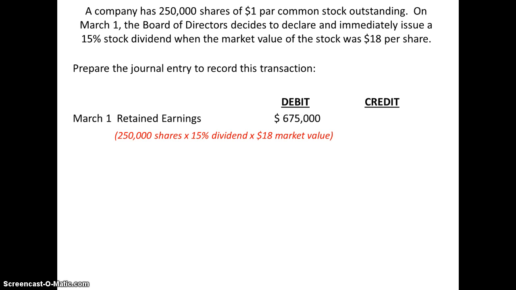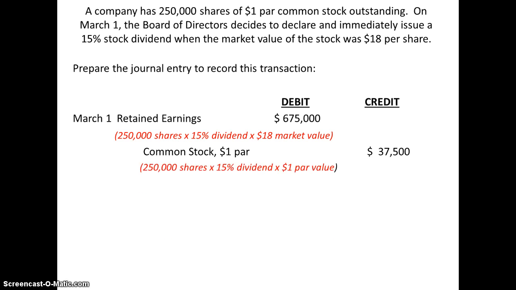What is it we are giving the shareholders? We are giving them earnings of the company in the form of stock. So we're going to record common stock. We always record common stock at its par value, and this par value happens to be $1. So we'll calculate the 250,000 shares outstanding. We'll again multiply by the 15% stock dividend, and this time we'll multiply by the $1 par value.